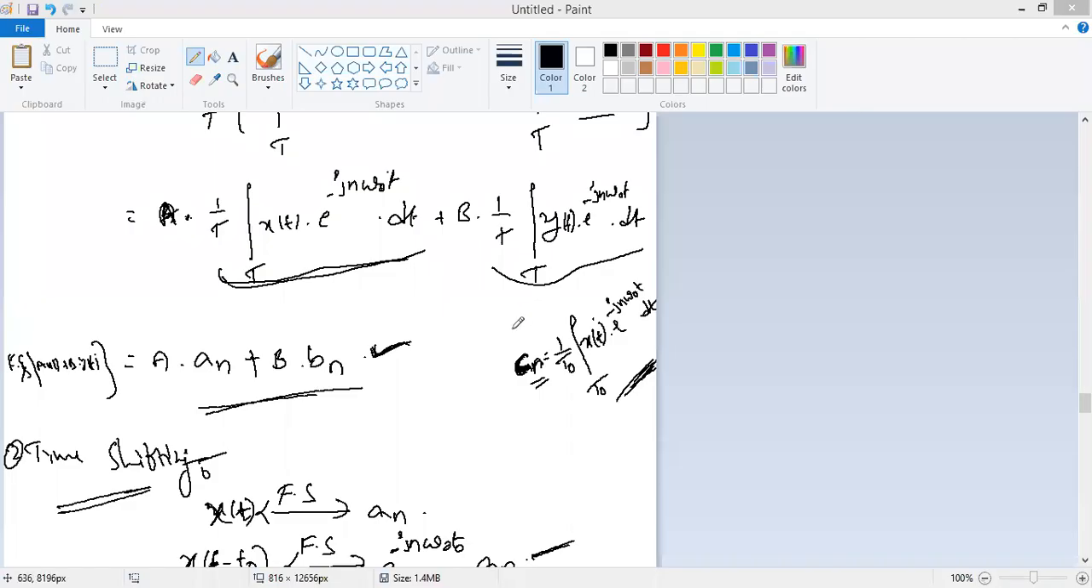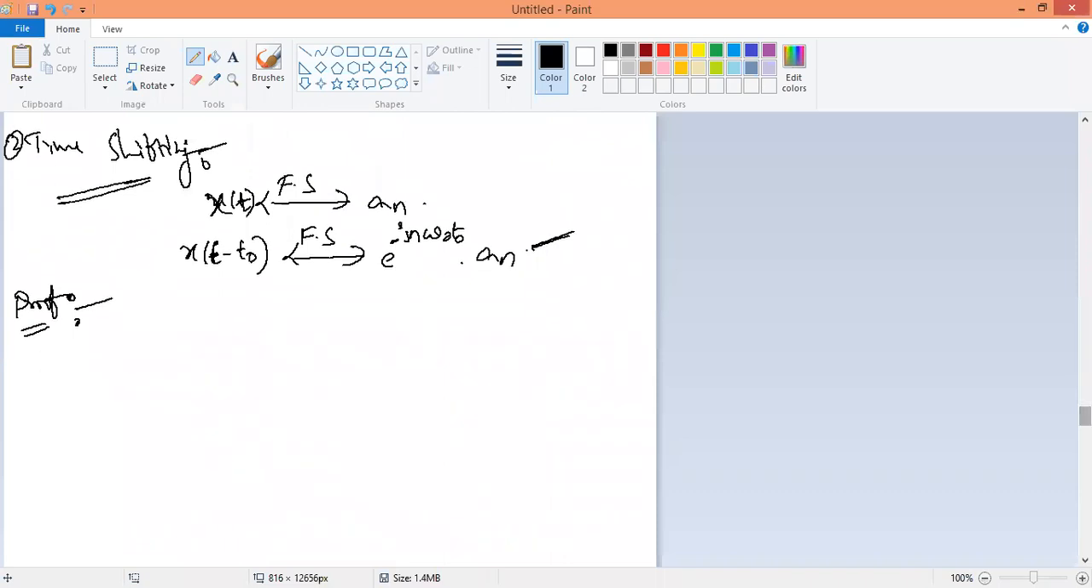Whether it is satisfied or not, the linearity property is satisfied. Okay, so linearity is over. Coming to the second property. The second property is the time shifting property.